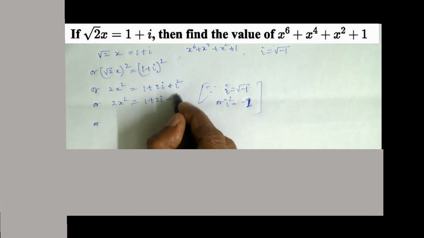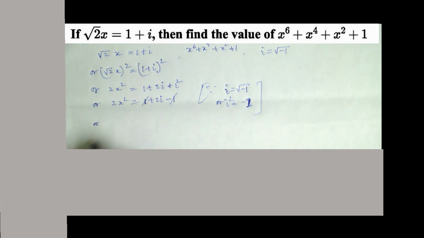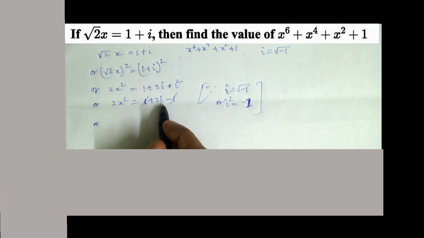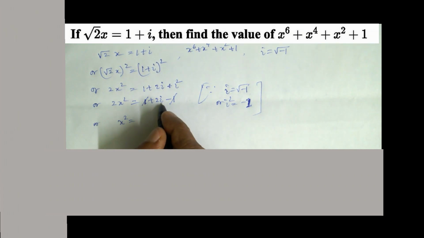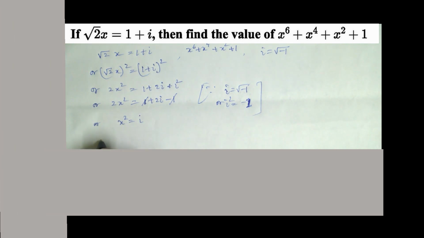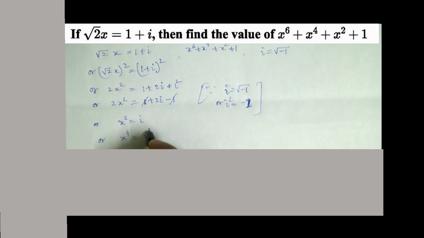So minus 1 and plus 1 will get cancelled. 2x square, after simplifying this, it will be 2i. 2 will get cancelled. Finally x square is equal to i. If we again square both sides, then x to the power 4 is equal to i square, or x to the power 4 is equal to minus 1, as i square is equal to minus 1.